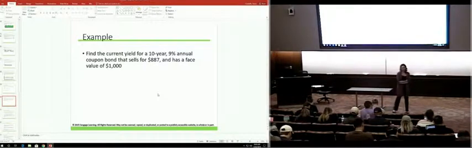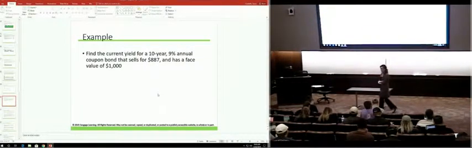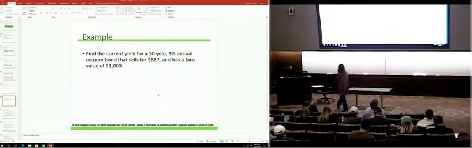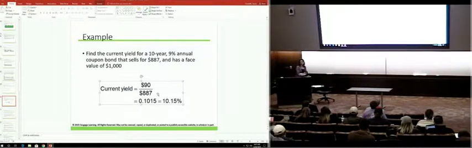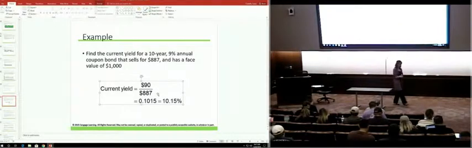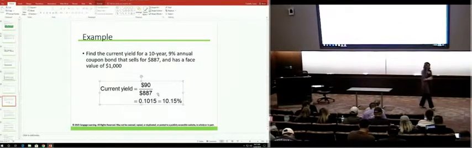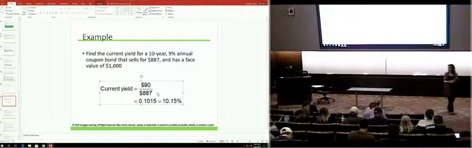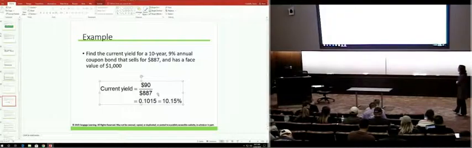So what'd you get? 0.15. So I'm going to take my $90 coupon. So 9% times 1,000 gives me my coupon payment. I take my $90 coupon. I divide it by the current price of the bond. And I get 10.15.